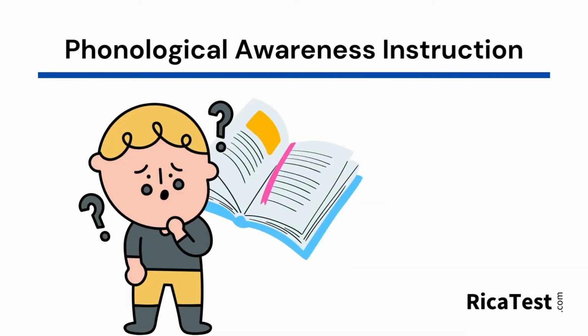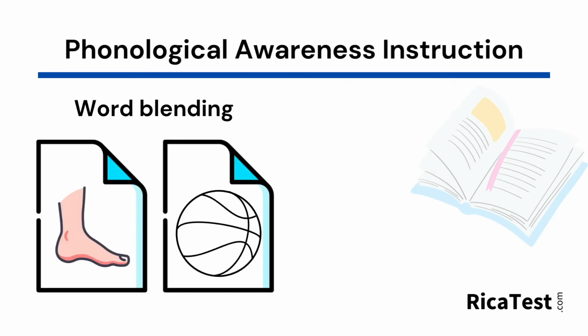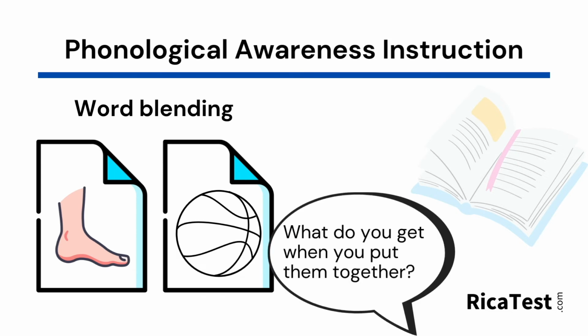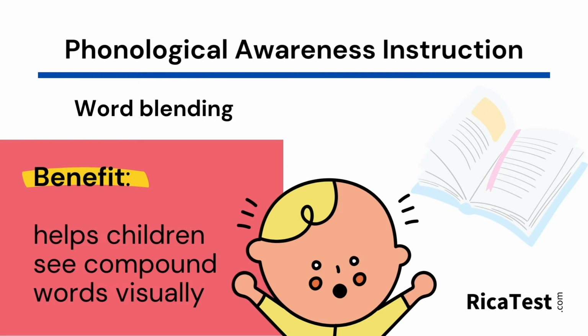In this example, the student is having difficulty with compound words. For this reading need, the teacher will use word blending instruction. The teacher here will use pictures of the two parts of the compound word, for example, foot and ball. The teacher prompts the student by saying, "This is a picture of a foot and this is a picture of a ball. What do you get when you put them together?" The student says, "Football." Word blending instruction helps children see compound words visually.